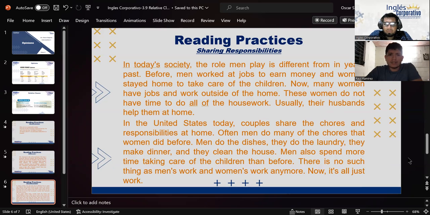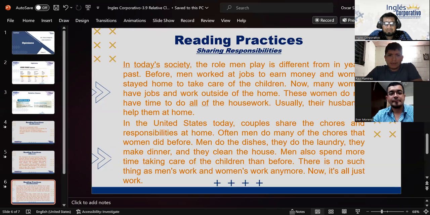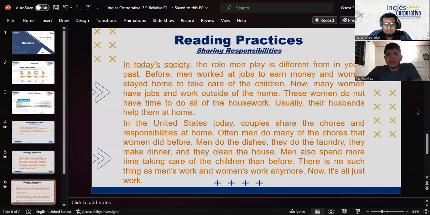In the United States today, couples share the chores and responsibilities at home, often many of the chores that women did before. Men do the dishes, they do the laundry, they make dinner, and they clean the house. Men also spend more time taking care of the children than before. There is no such thing as men's work and women's work anymore. Now, it's all just work.